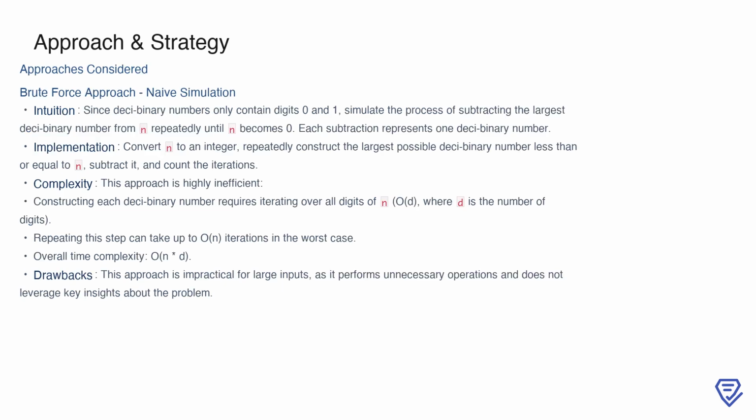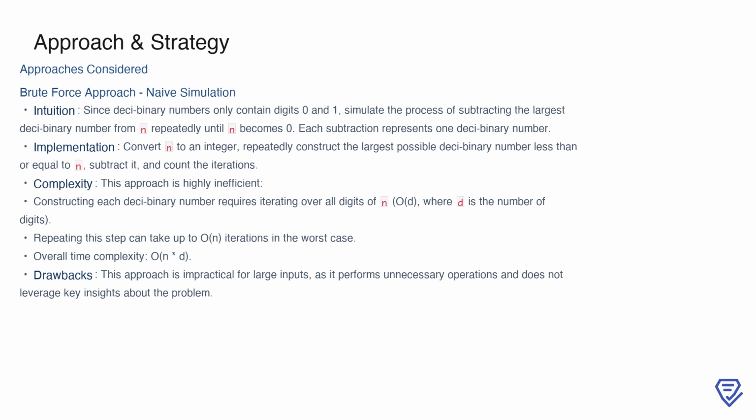To start, let's consider a brute force approach to solve the problem. The key intuition here is that Deci-Binary numbers only consist of digits 0 and 1, so we can simulate the process of repeatedly subtracting the largest possible Deci-Binary number from the given number, n, until n becomes 0. Each subtraction essentially represents a single Deci-Binary number.